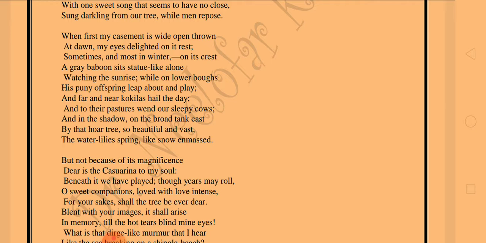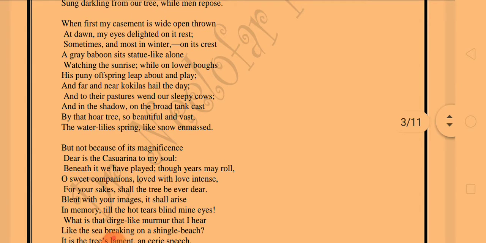A grey baboon is a species of monkey. It sits statue-like, as if it does not move, and sits there watching the sunrise, while on lower boughs his bunny offspring leap about and play. On the lower branches, the small offspring of the baboon leap about, they jump and play. And far and near kokilas hail the day; far and near the kokilas, the nightingales, welcome the day.